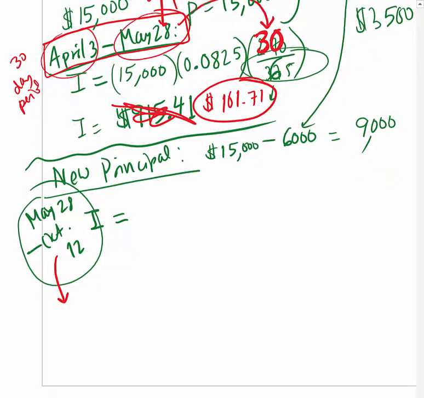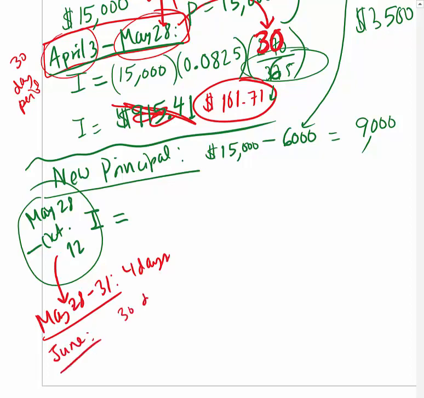From May 28th to October 12th. How many days is that? Let's see. How many days are in May? 31. So the 28th, 29th, 30th, 31st. So May 28th through the 31st, that's 4 days. What's the next month? June has 30 days. July has 31 days. August has 31 days. Dang, this is a long time period, huh?